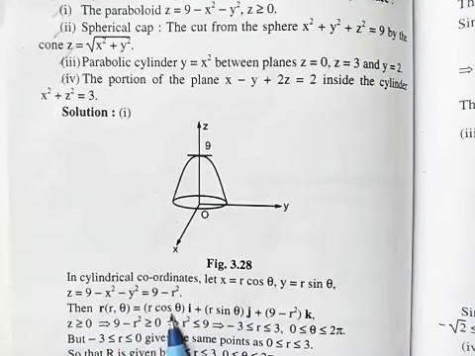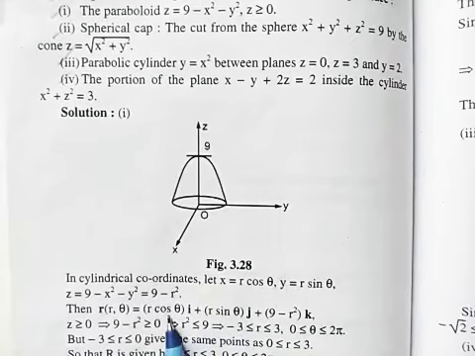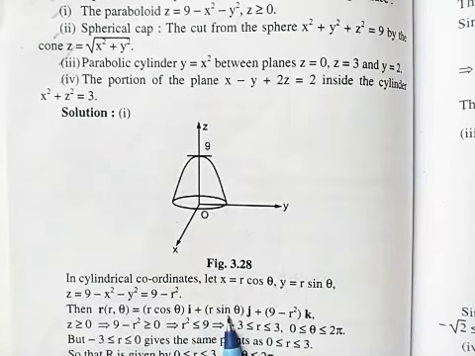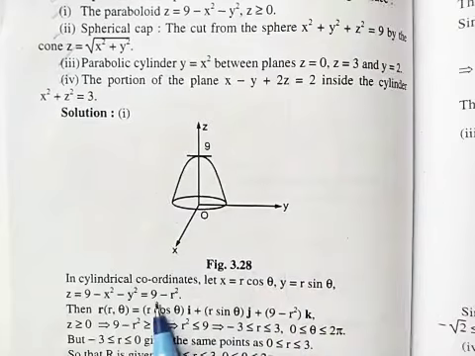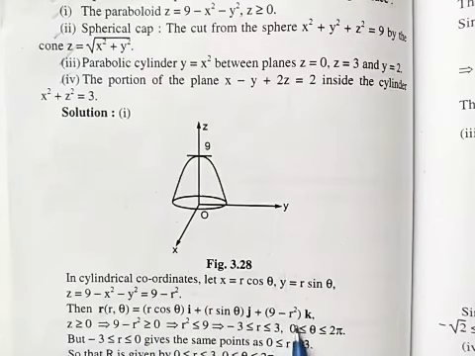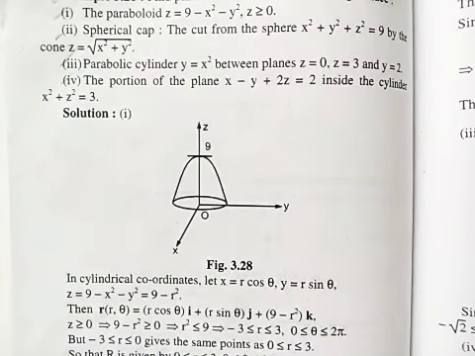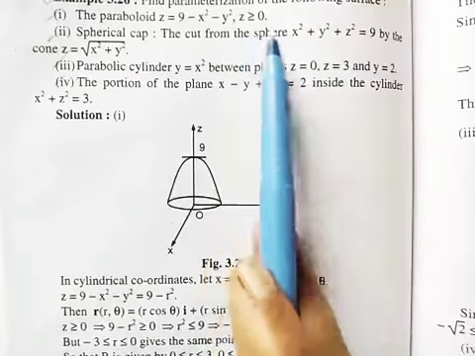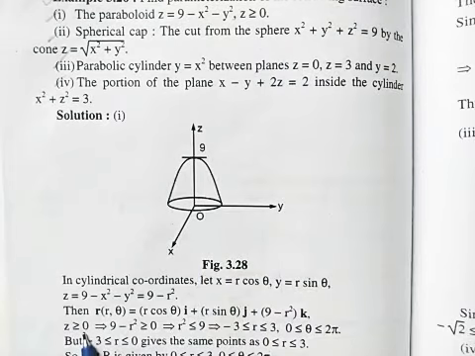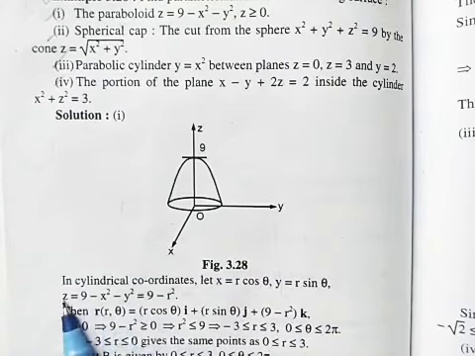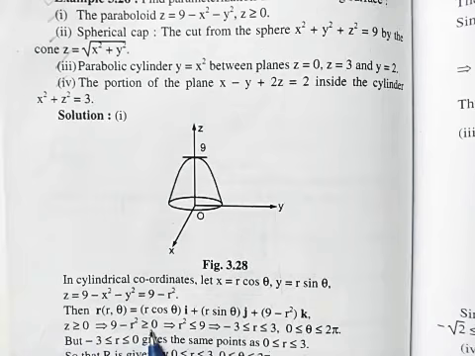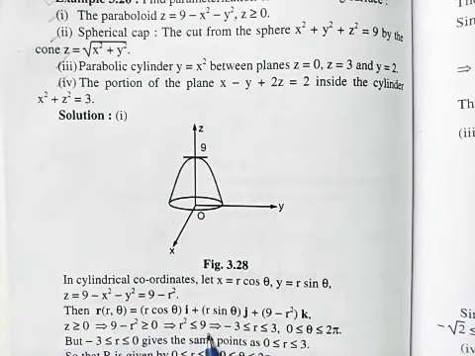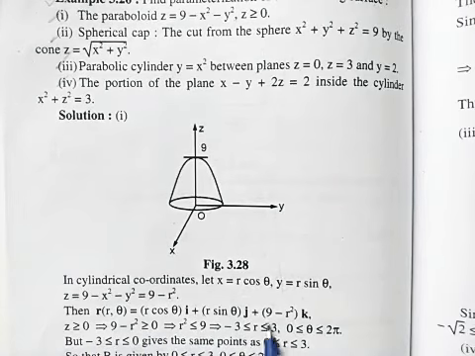r(r, theta) is xi plus yj plus zk. x is r cos theta, y is r sin theta, and z is 9 minus r square, which we just calculated. Again, one more thing is given in the question, that z is greater than or equal to 0. Z greater than or equal to 0 means what? Z is 9 minus r square greater than or equal to 0, which means r square is less than or equal to 9, which means r is between minus 3 to 3 and theta is between 0 to 2 pi.